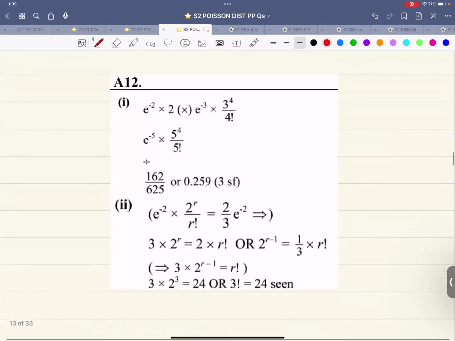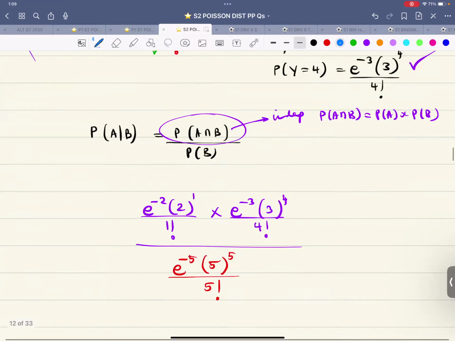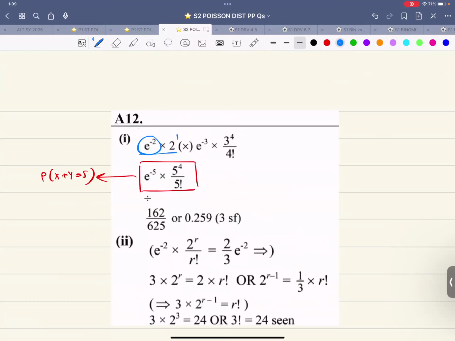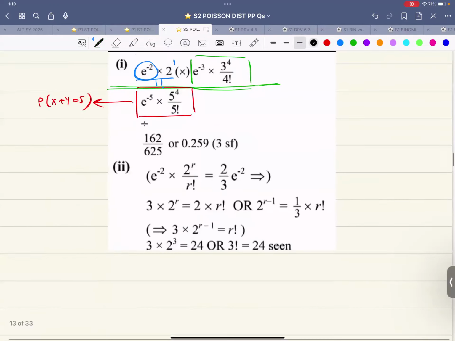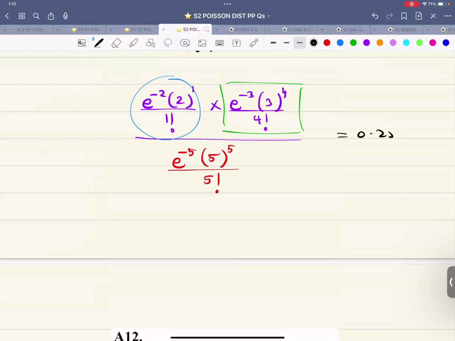That is over here. This thing, that is the first thing. This is the red one. This is probability x plus y equals to 5. This is the other one. Let me call it the blue one. So that's this blue one. And this is 2 raised to power of 1 over 1 factorial. And let me denote it by the green color. That is over here like this. This is the green one. And that is how we will get this particular answer. And this comes out to be 0.259. So therefore, this answer is 0.259, correct to 3 significant figures.